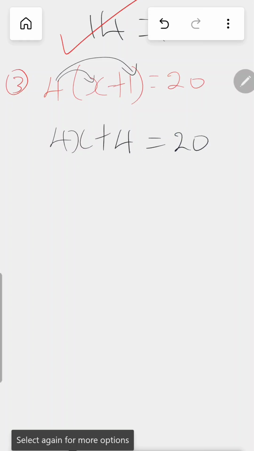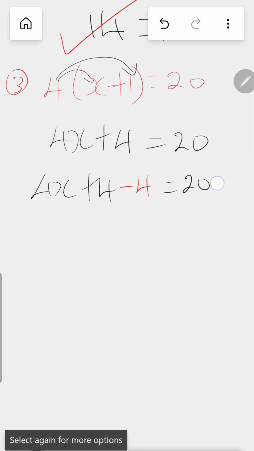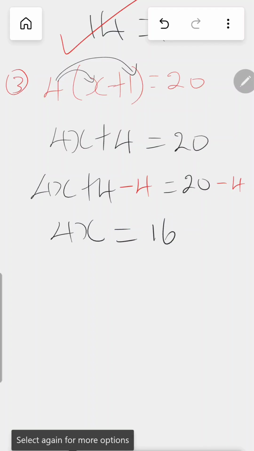Now we have done that, we are going to go ahead and we are going to remove the constant term. So here we have 4x plus 4, and because we are adding 4, we are going to do the opposite. We are going to simply minus 4 equal to 20 minus 4. Now we go ahead and we get rid of the constant on this side, and we are going to be left with 4x equal 20 minus 4 gives you 16.